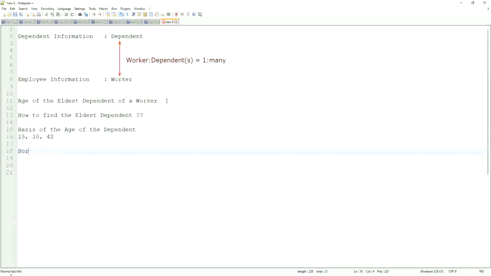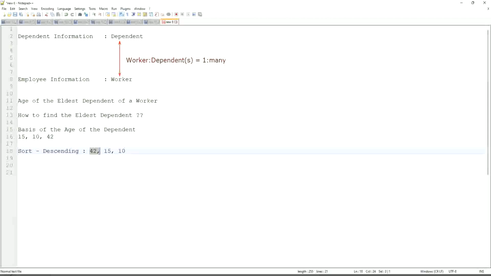So sort. Descending. Right, sort descending. If that is what you are going to do, then it will be sorted like 42, 15, 10. Right. This is with me. This will be the sorting. And then what would you do?